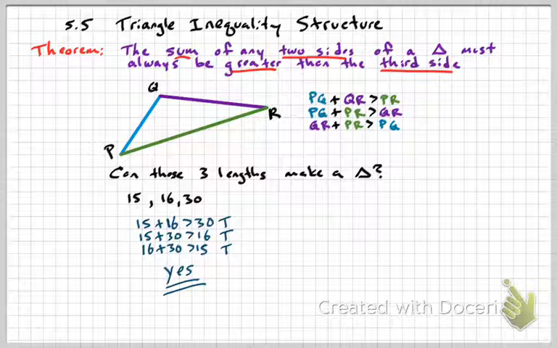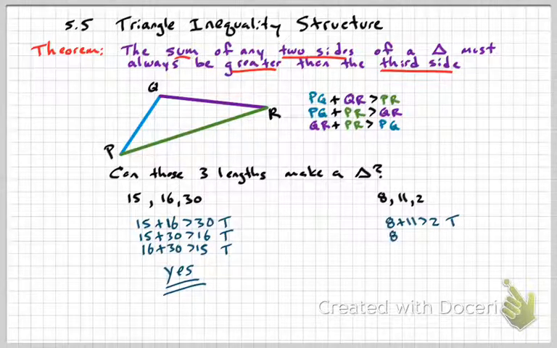Easy, right? Super straightforward. 8, 11, and 2. Okay, so 8 plus 11 is greater than 2. That's true. 8 plus 2 greater than 11. 8 plus 2 is 10. 10 is not greater than 11, so that's false. So can these three lengths make a triangle? I don't even need to check the third one.